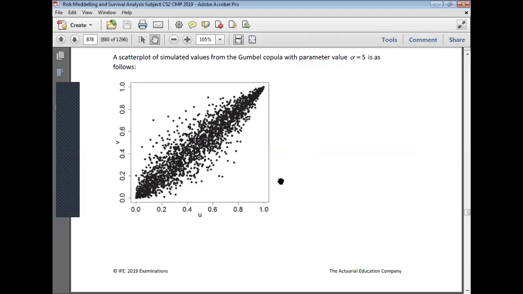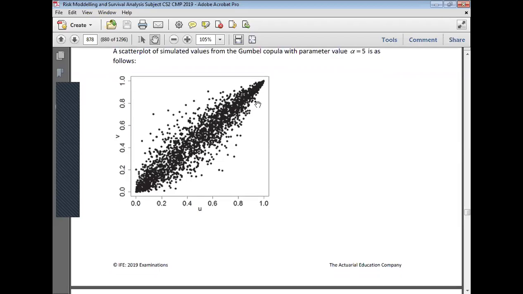So the Gumbel copula would look something like this. If you look at this upper tail right here, you see there's not much variation, right? But if you have a look at the lower tail, there is so much variation here. So this Gumbel copula is best if you sense that there might be some upper tail dependency within your data. So you would try to use a Gumbel copula.